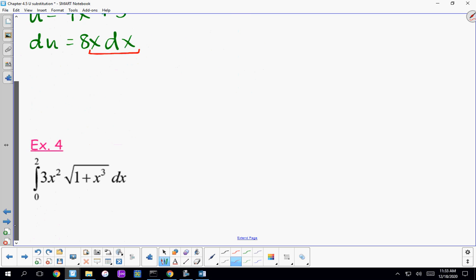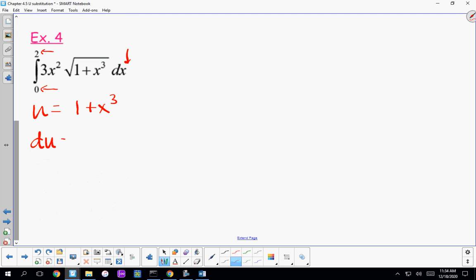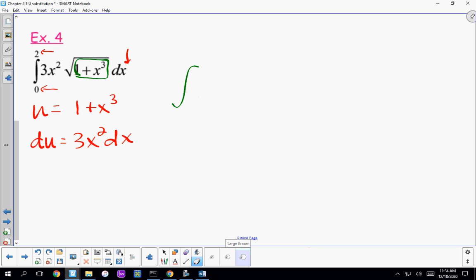Okay? Our last example here, now we have a definite integral. Just remember, everything needs to match. Also remember, these are x values. When this is an x, my beginning and ending limit are x values. So when I want to make a choice for u, I'm going to choose 1 plus x cubed. My du then is going to be 3x squared dx. When I go to make my substitution, this goes out, and it's now going to be the square root of u, or u to the 1/2.